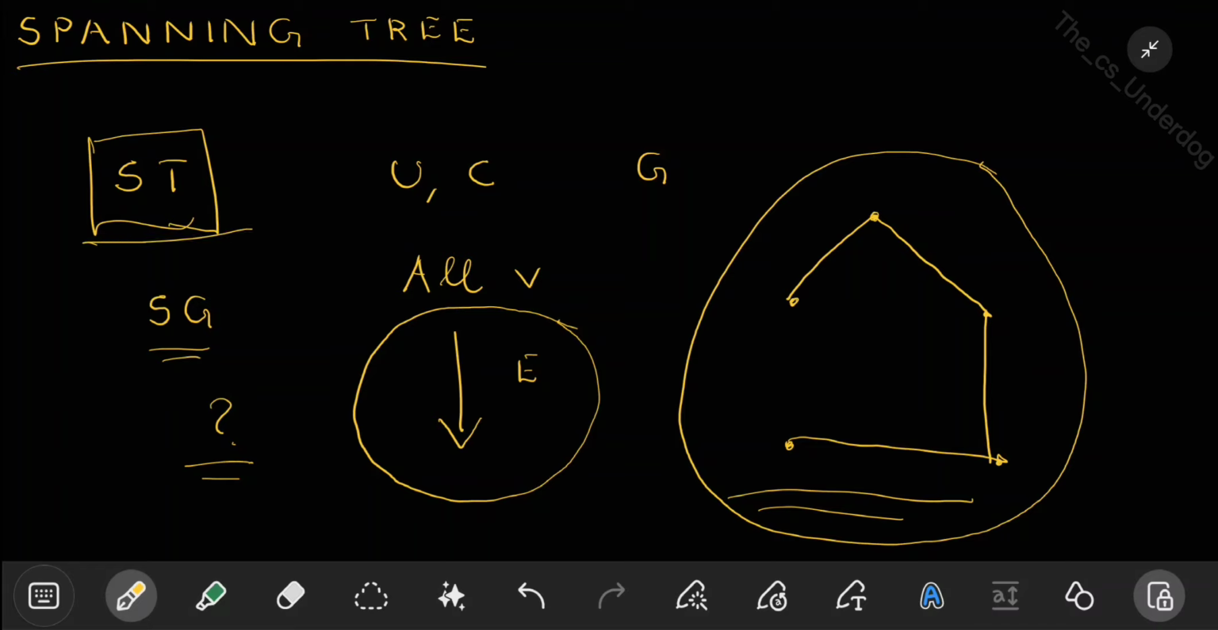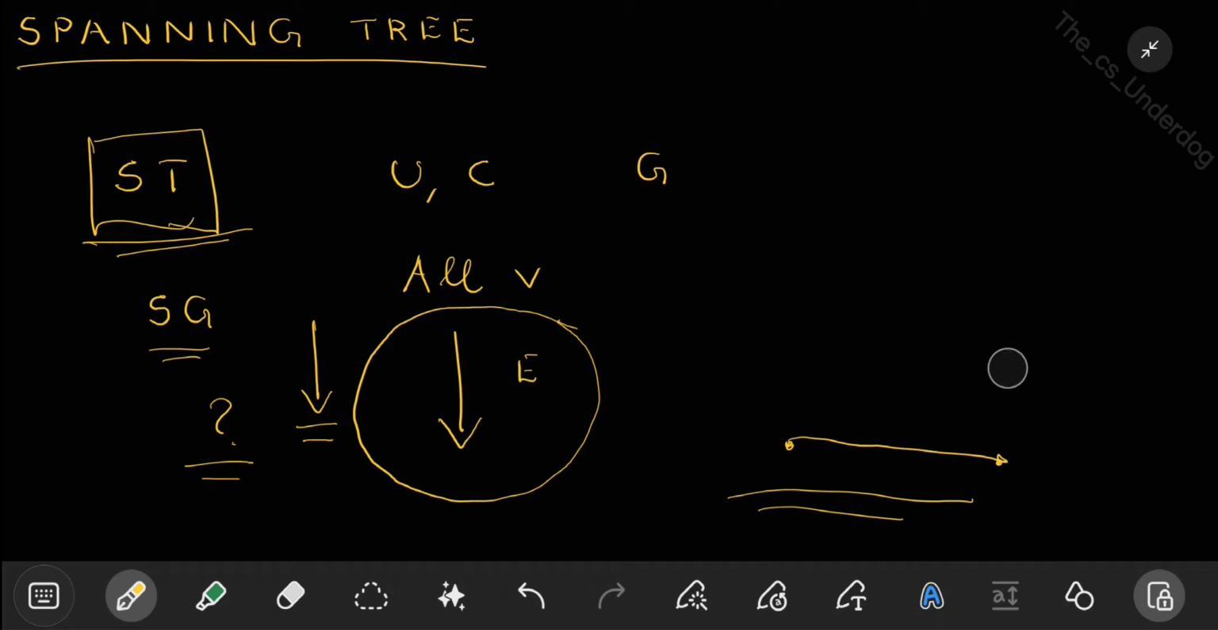What is the condition for spanning tree? It should have minimum possible number of edges for connecting the graph. But here, when you have a cycle, even if you remove an edge, it will still be connected, which means it is not the minimum possible number of edges. Because of this, there cannot be a cycle in a spanning tree.